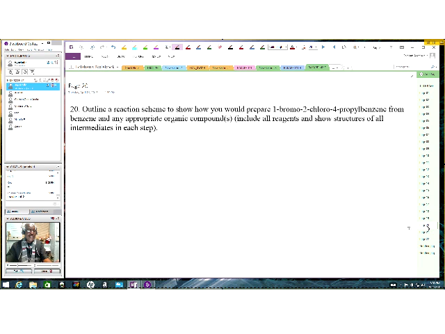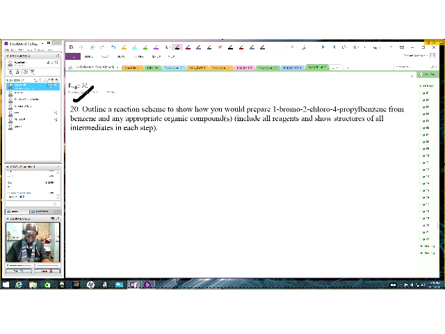Okay, let me go ahead and read question 20 for everybody. Question 20 says, outline a reaction scheme to show how you will prepare 1-bromo, 2-chloro, 4-propylbenzene from benzene and any appropriate organic compounds. Include all reagents and show structures of all intermediates in each step.